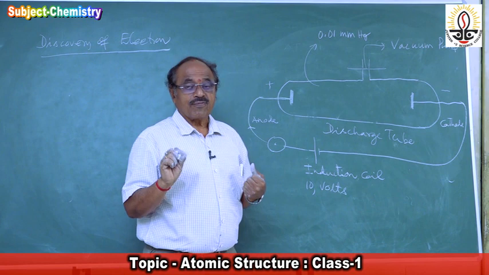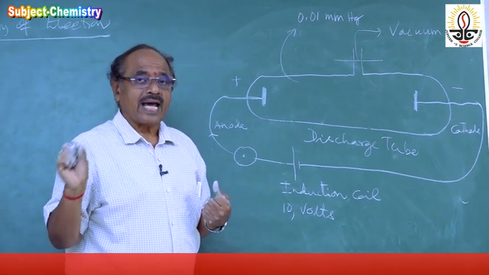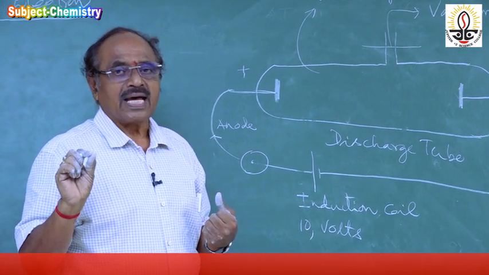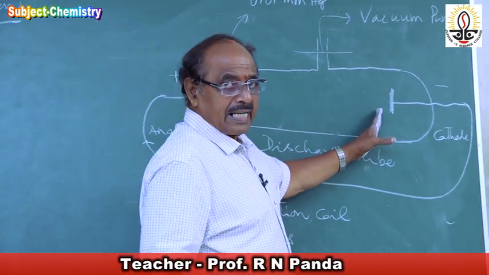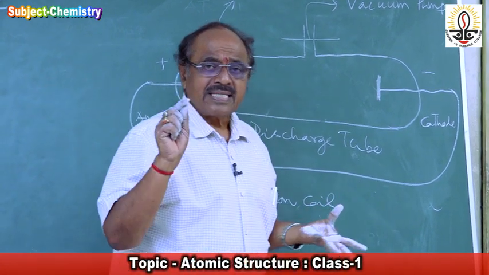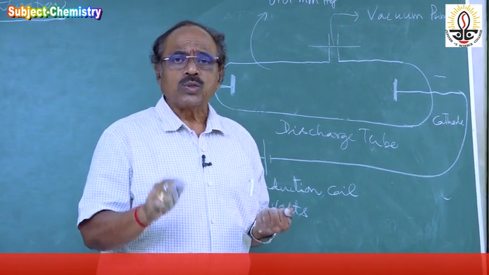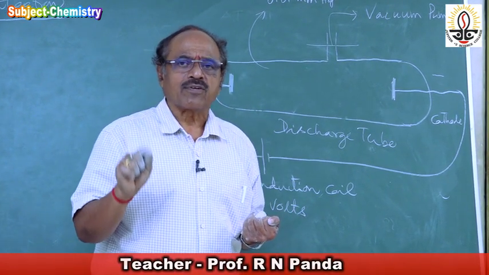A glow appears to emerge from the cathode and proceeds towards the anode. This is the cathode. A glow appears to emerge. Very nicely, the word the scientist has written: "appear to emerge" means the glow is not coming from the cathode.